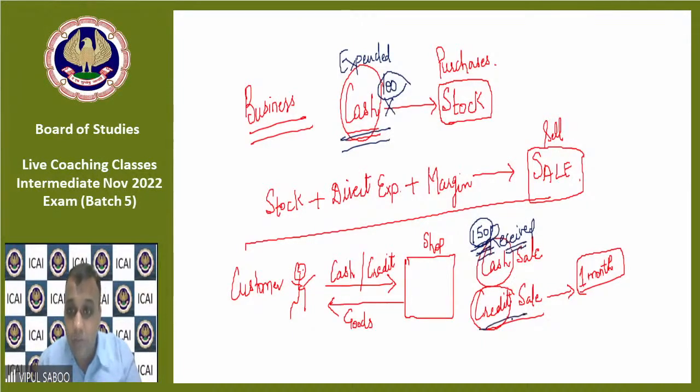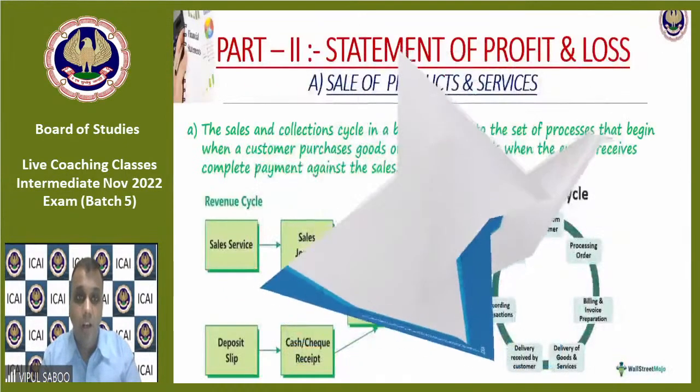Other case, when this was a credit sale. After 1 month, this customer A pays me the money for the goods he purchased from me, and I receive the cash after 1 month. So in the case of cash sales, my revenue cycle got completed on the same day when he purchased goods from me. In the case of credit sale, my revenue cycle got completed on the day 1 month after that date. Okay, this is what a revenue cycle is.